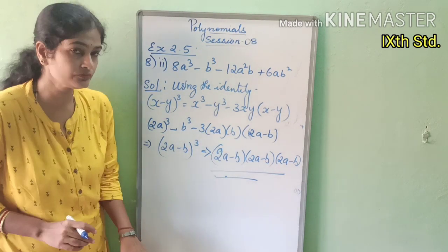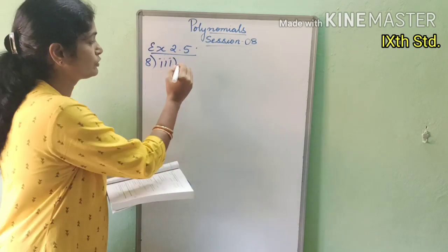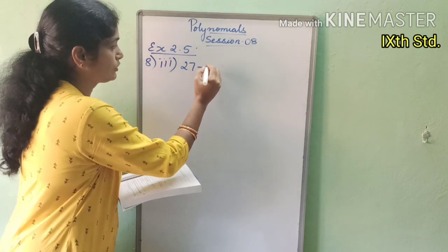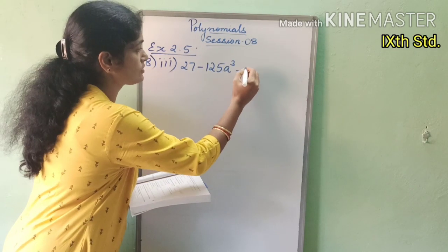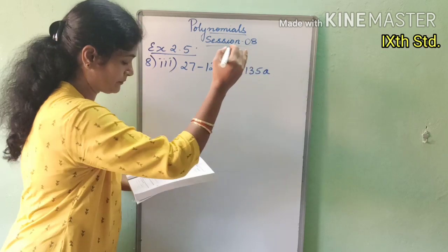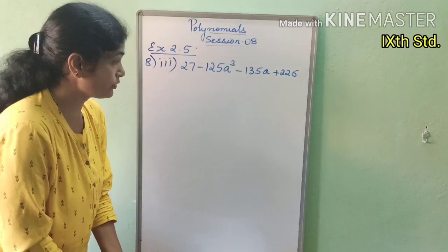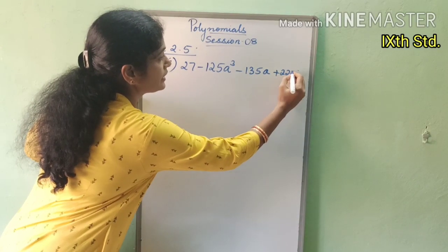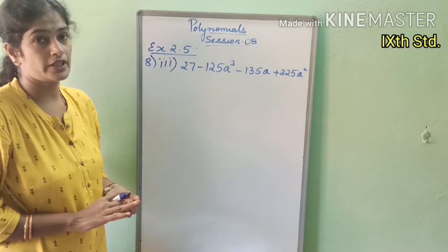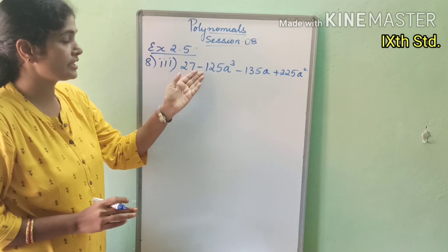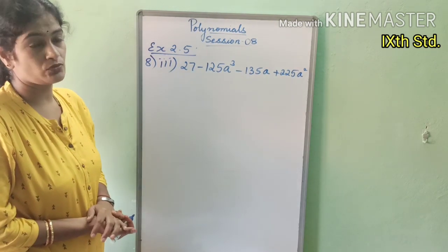Fine. Seeing the next one, third one. 27 minus 125a cube minus 135a plus 225a square. Fine. Now it is a cube. So again, the expression contains both positive and negative signs. So let's go using the identity x minus y whole cube.